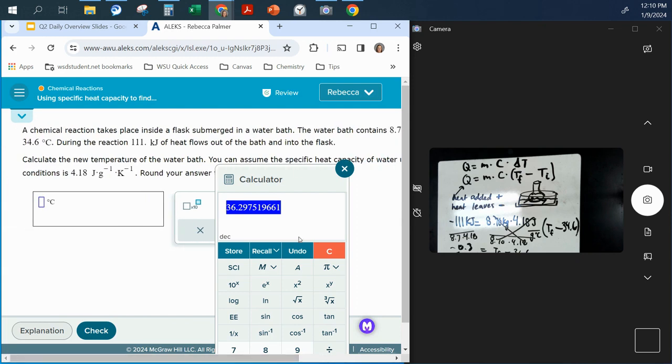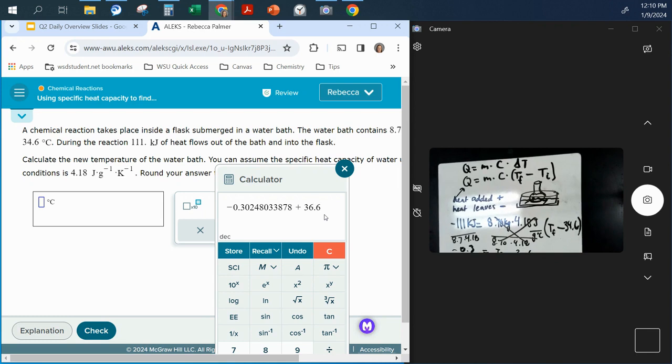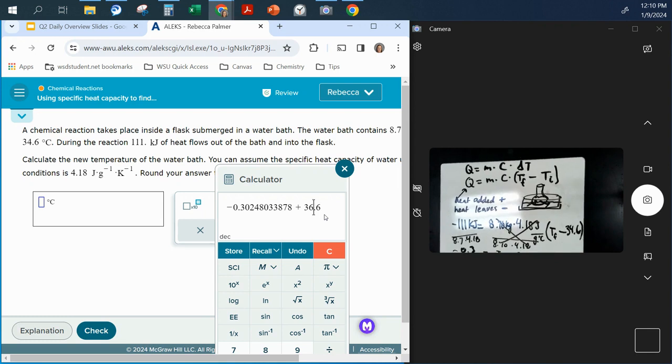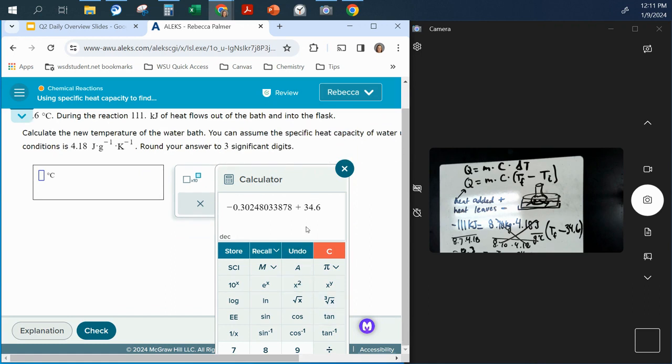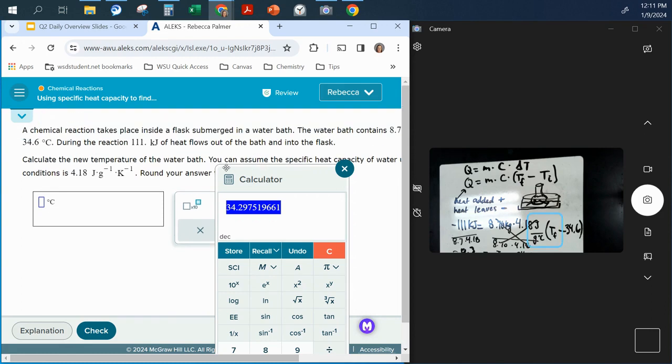No. Why did my temperature not go down? Oh, because I put 36. Should be 34. Oh, I wrote this down wrong. This should be 34. Oh my goodness. Okay. Good check. 34. My temperature started at 34. I'm going to take off this much, and that's my new temperature. Did it go down? Yes, it went down.